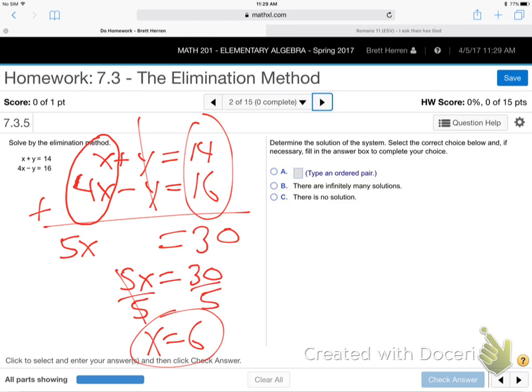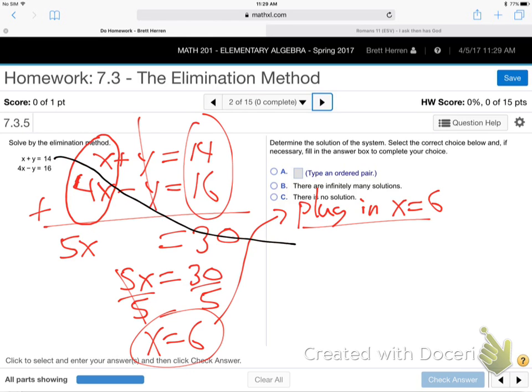We got x. How do we get y now? Yeah, so bring it up. Plug in x is 6. And where do we plug in the x is 6? Yeah, for x in any equation you want. Do you realize that? You can plug into the first equation, the second equation, any equation. I'll just grab the first one. I usually just grab the first one.